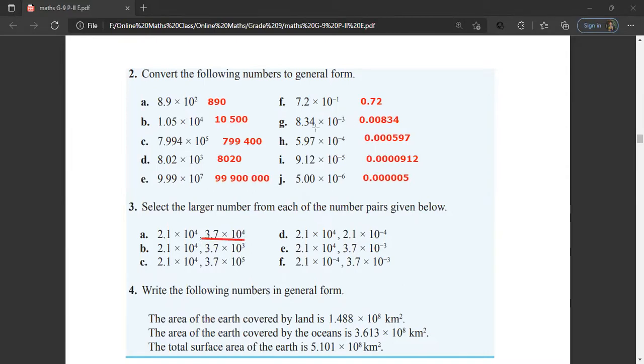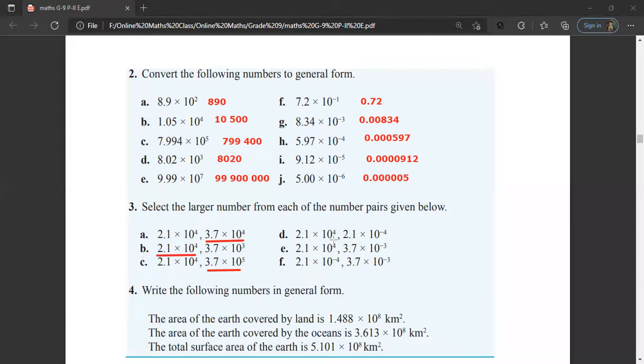B. 2.1 into 10 to the power 4. Why? There is 10 to the power 4 here, right? That's the next one. 3.7 into 10 to the power 5. Yes, good. Part D.